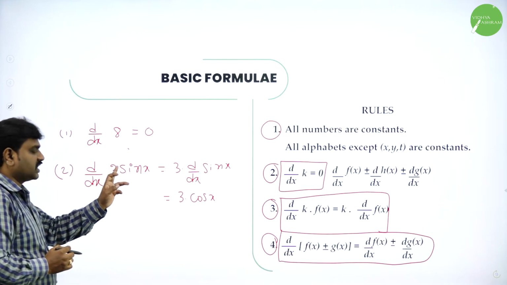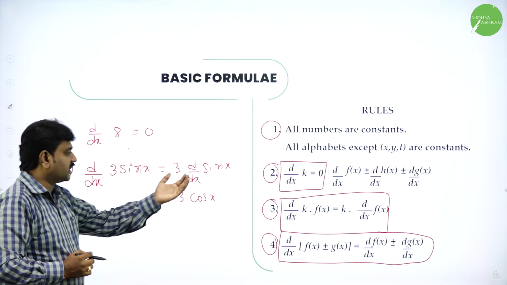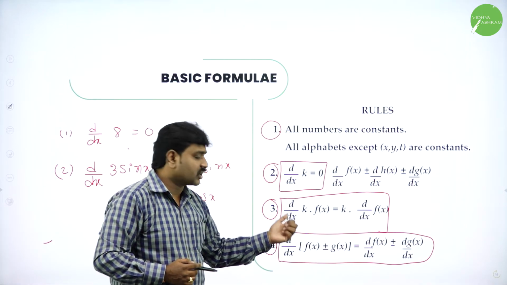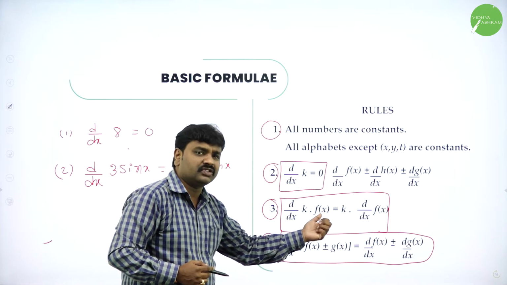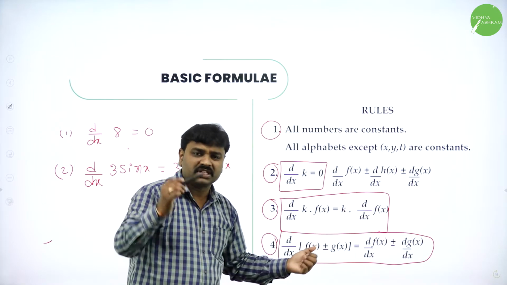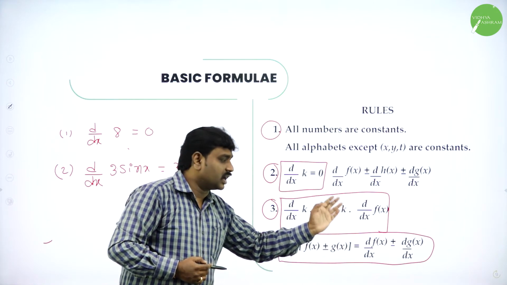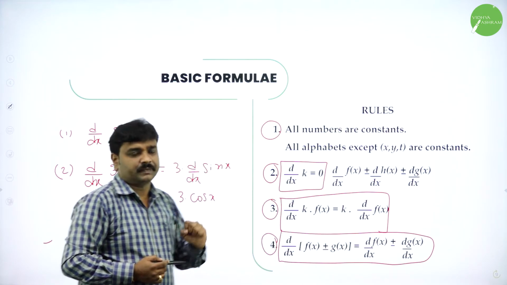So now we got dy by dx. What is dy by dx of 3 sin x? 3 is a constant, take it outside and apply d by dx for sin x. We are using rule 3. What is rule 3? d by dx of k into f of x is k into d by dx of f of x. It means d by dx of a constant into a function: take the constant outside and apply d by dx for f of x.